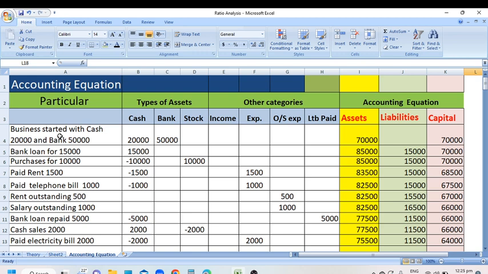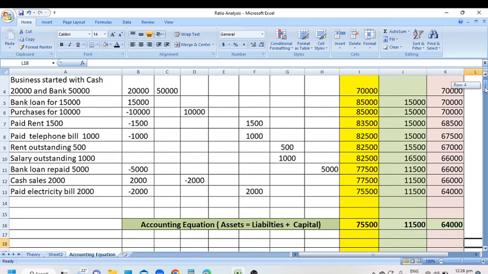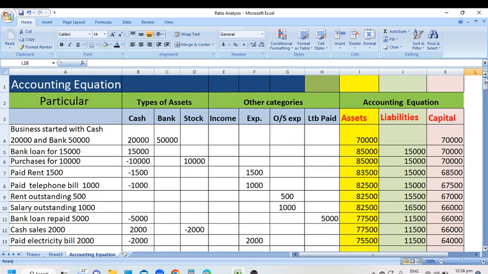Okay, telephone bill is an expense. Outstanding, I already told you, outstanding expenses don't affect cash because it's outstanding. It will be added to the liability and deducted from the capital. Bank loan repaid: when you pay the loan, definitely the cash will be deducted and the liability will be reduced. Cash sale: stock will be deducted because stock has gone and the cash will be added. Electricity bill is another expense, not a problem.